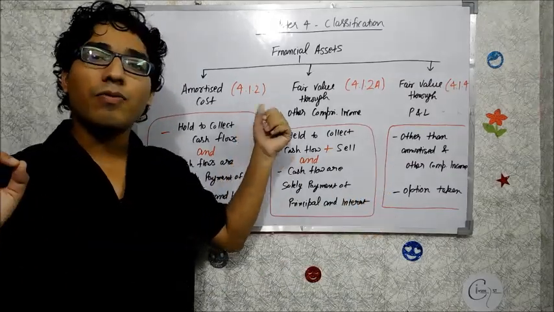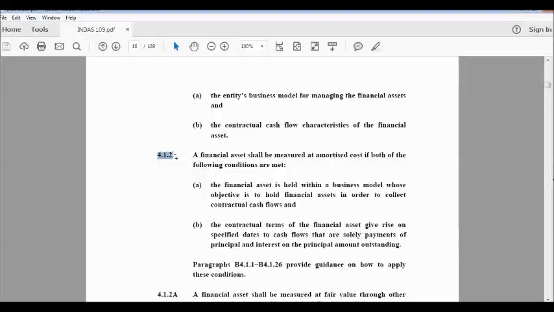Alright guys, so para number 4.1.2 says that a financial asset shall be measured at amortized cost if both of the following conditions are met. First condition is the financial asset is held within a business model whose objective is to hold financial assets in order to collect the contractual cash flows, and the contractual terms of the financial asset give rise on specified dates to cash flows that are solely payments of principal and interest on the principal amount outstanding.